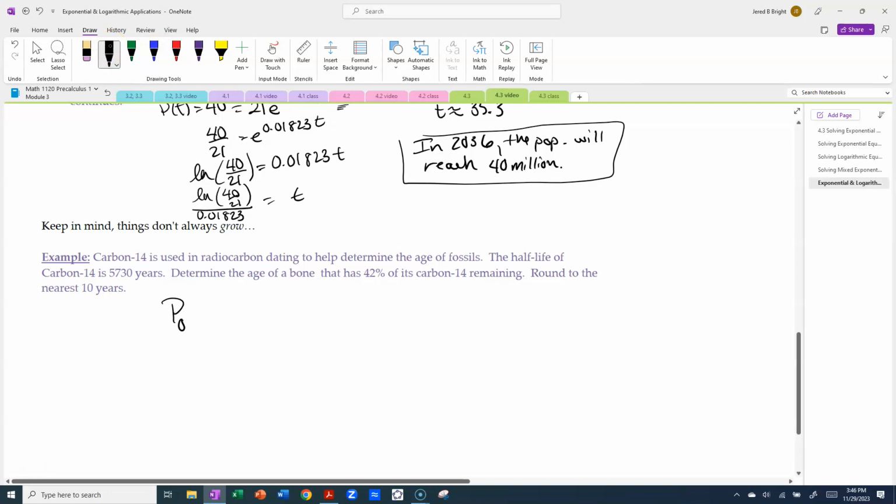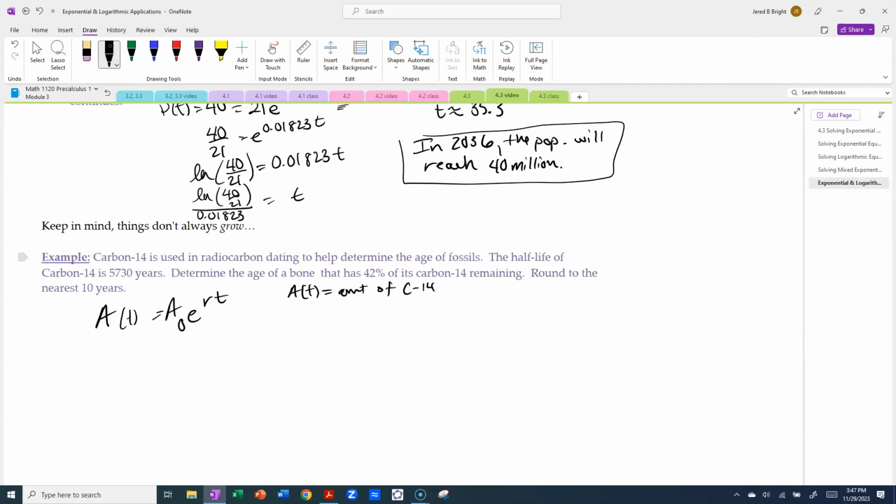We have P naught e to the rt on the right side, and this would just be equal to P of t. Here, let's actually change it to the amount, A of t, for amount. I should go through and define A of t is the amount of carbon-14 at time t. Since there's no symbols defined, I should really go through and define that, but alas, here we are. So then, I don't know what A naught is. I don't know what r is. I actually don't need to know what A naught is. But what I do know is that the half-life is this.